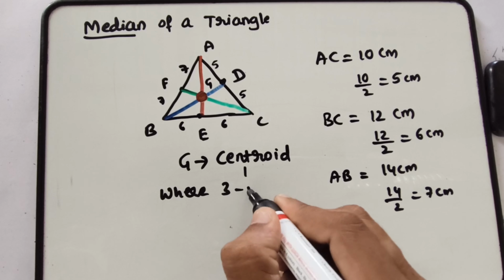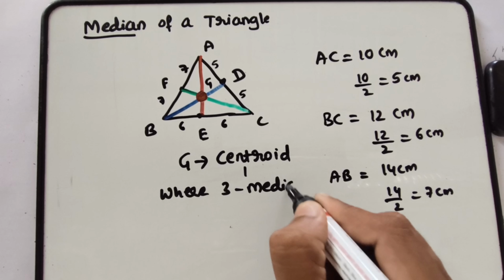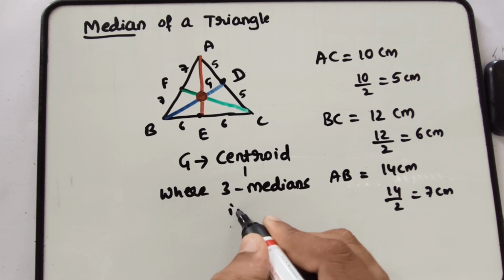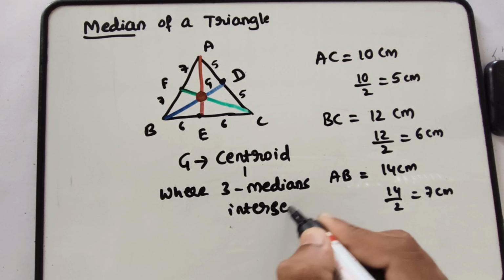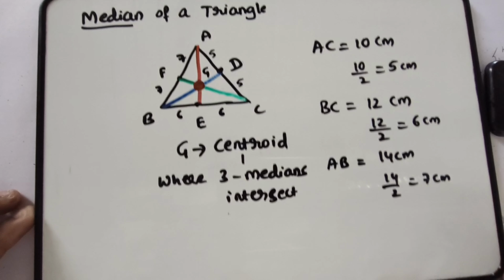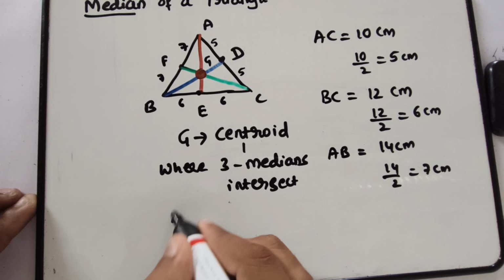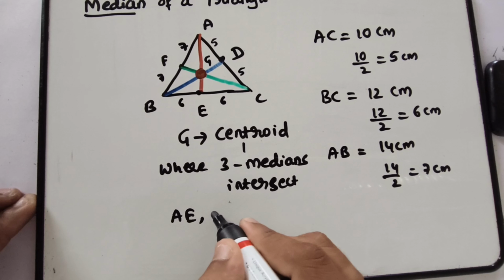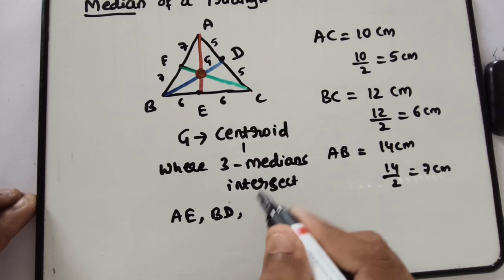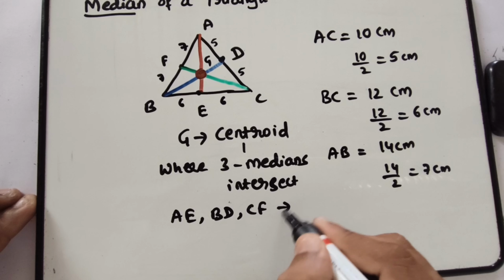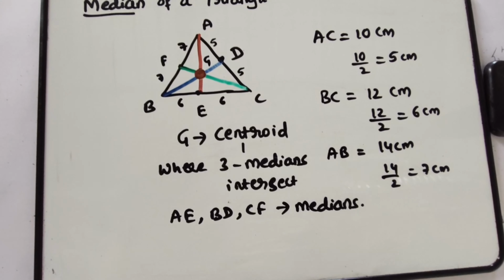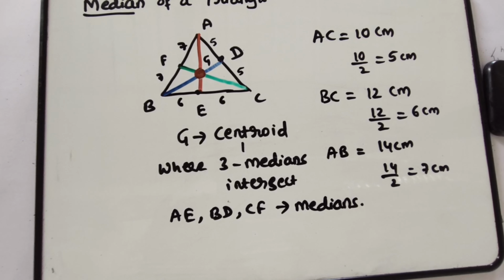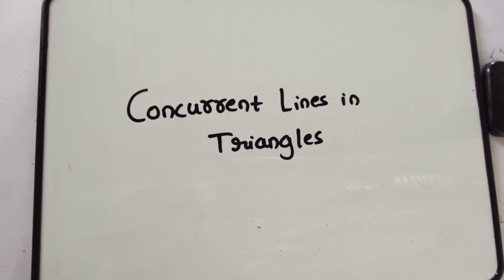Centroid is a point where three medians of the triangle meet each other. See, this is all about centroid and medians of a triangle, where AE, BD and CF are the medians of the triangle. You should remember this to understand the important properties of the triangle.